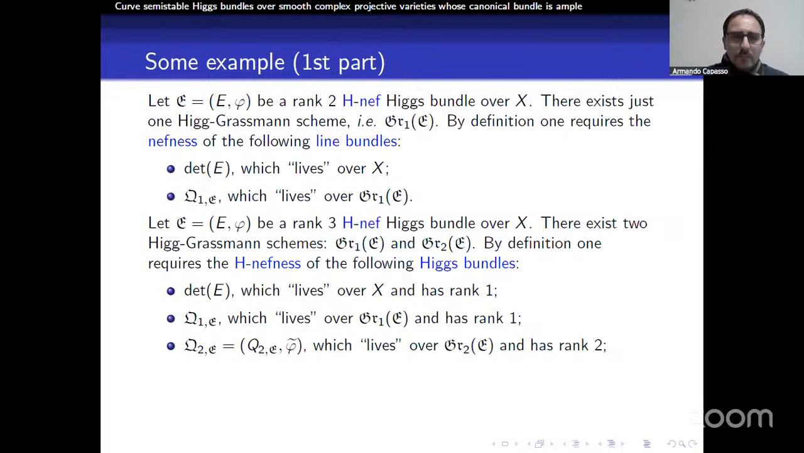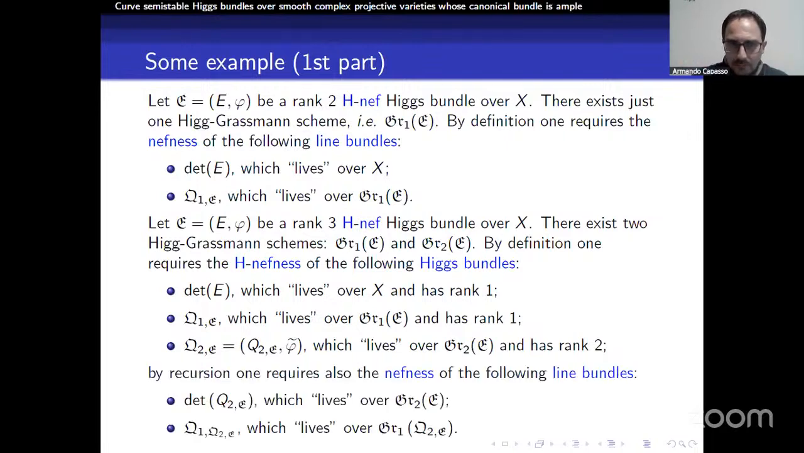Okay, the determinant bundle of E and the rank 1 universal Higgs quotient bundle of E are both line bundles, and we know what an H-nef line bundle is. So we need to apply the previous definition recursively to the rank 2 universal Higgs quotient bundle of E, which lies over GR2 of E. So by recursion, I need to require again that the determinant of Q2 of E is nef, and the Q1 of Q2 of E is nef.